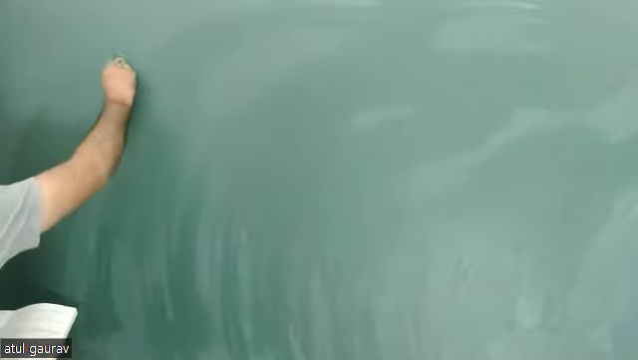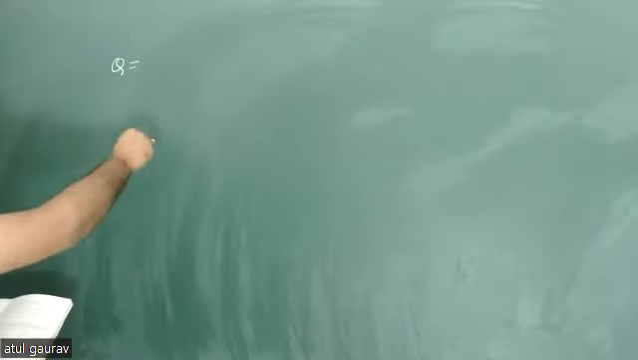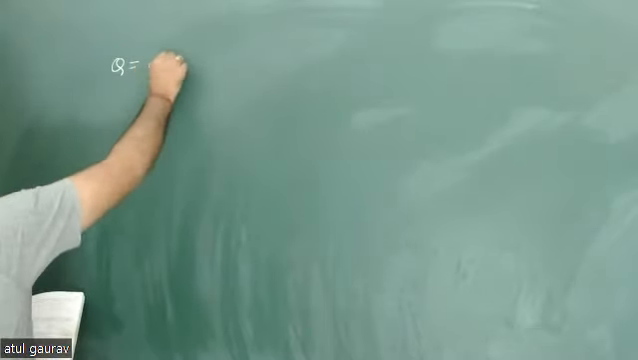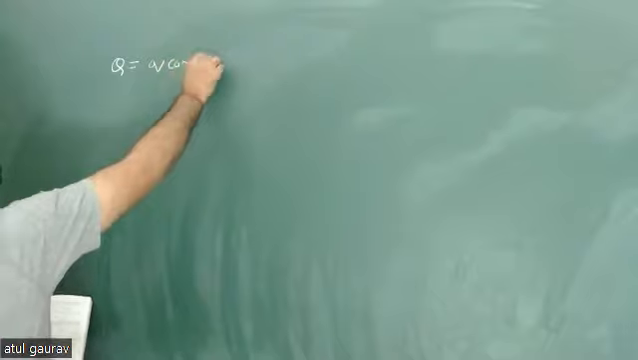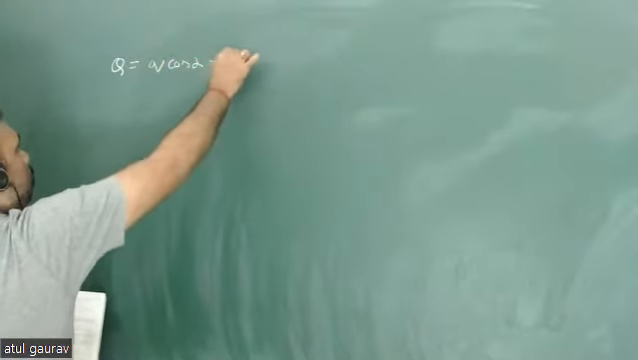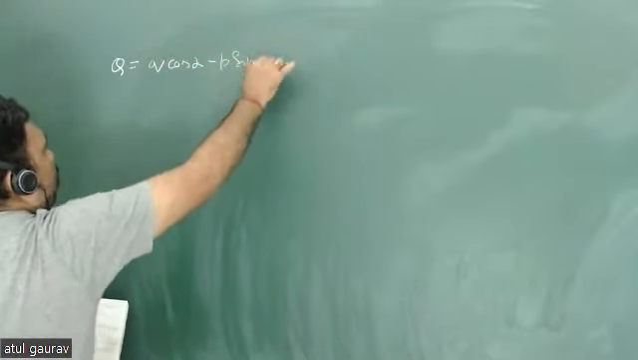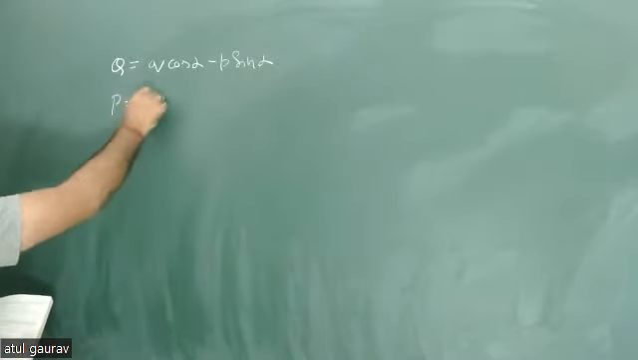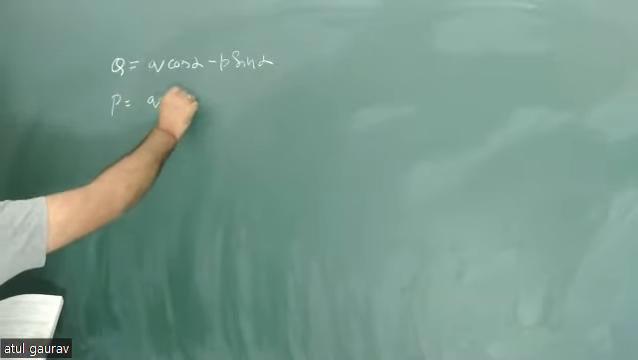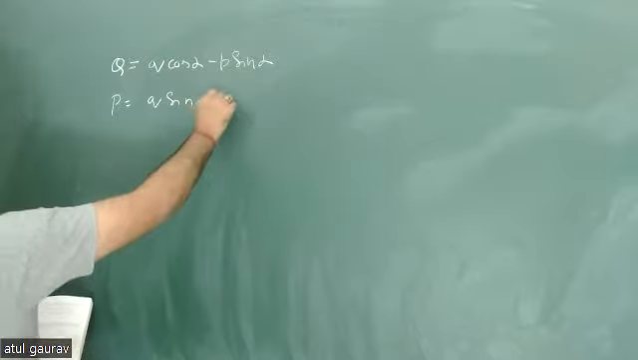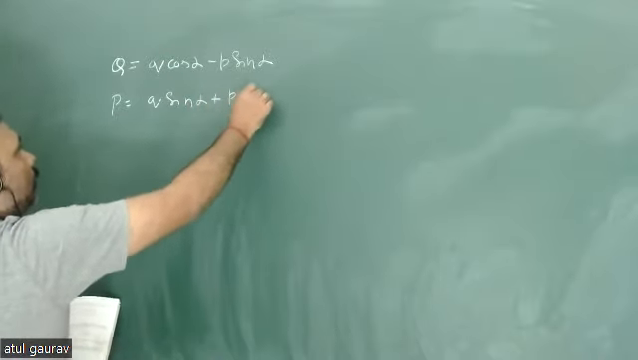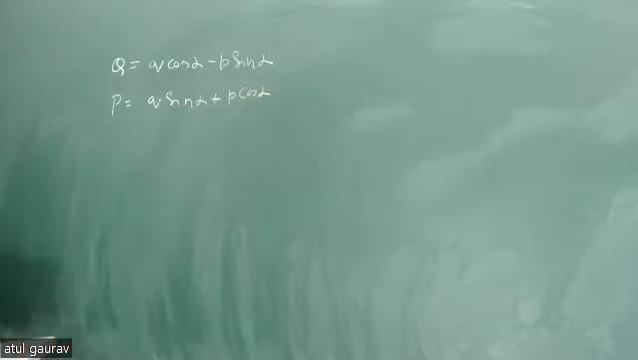So let's go for the first problem. This is Q is equal to q cos alpha minus p sin alpha, P is equal to q sin alpha plus p cos alpha. So we have to just check whether this transformation is canonical or not.